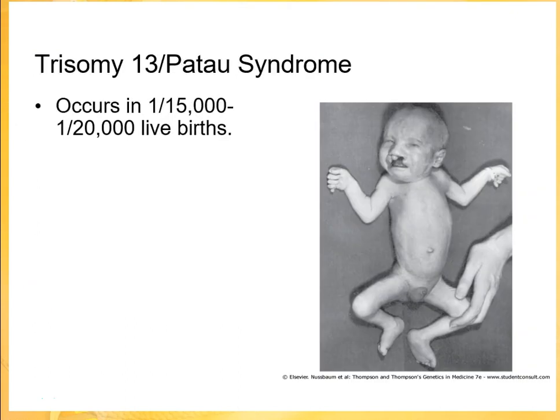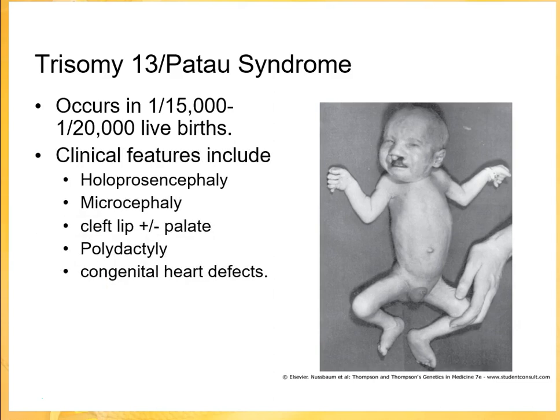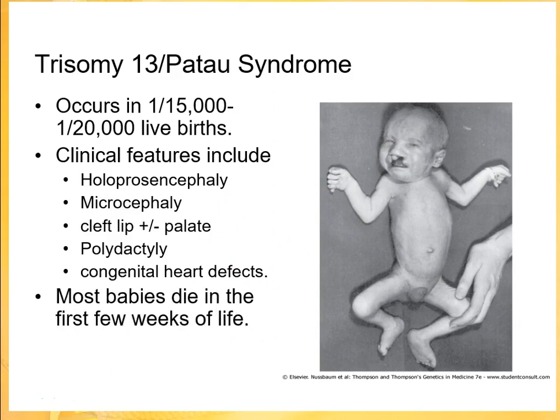Trisomy 13 is much more severe of a phenotype. It occurs in about 1 in 15,000 to 1 in 20,000 live births. Features include holoprosencephaly, when the brain does not divide into 2 halves, microcephaly, cleft lip and palate, extra fingers or polydactyly, and very severe congenital heart defects. Most babies die within the first few weeks.